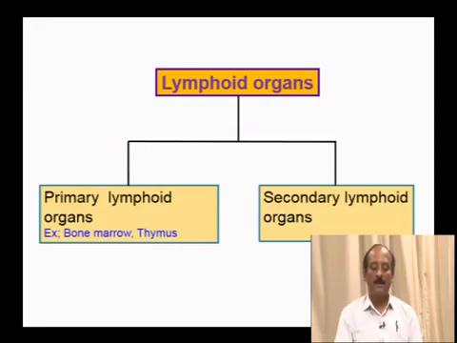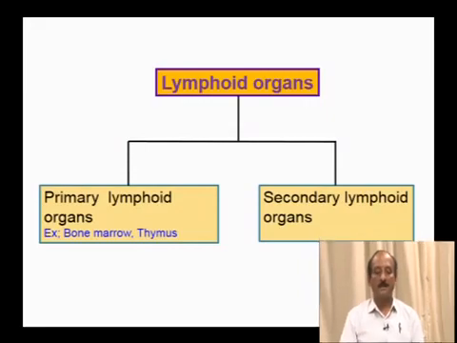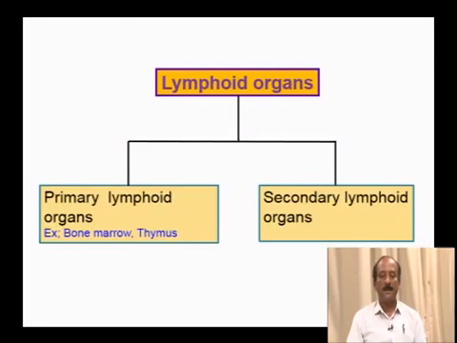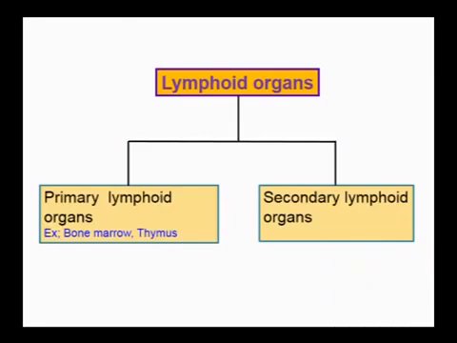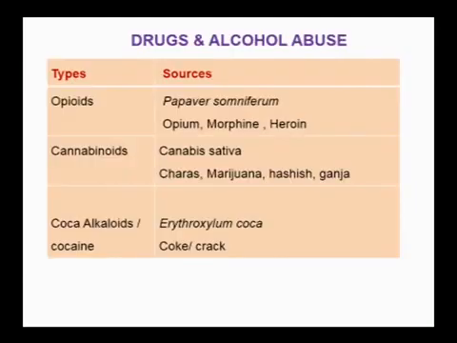Secondary lymphoid organs are the organs at which the lymphocytes interact with the antigens or infected cells. The examples for secondary lymphoid organs are spleen, lymph nodes, and mucosa associated lymphoid tissue.